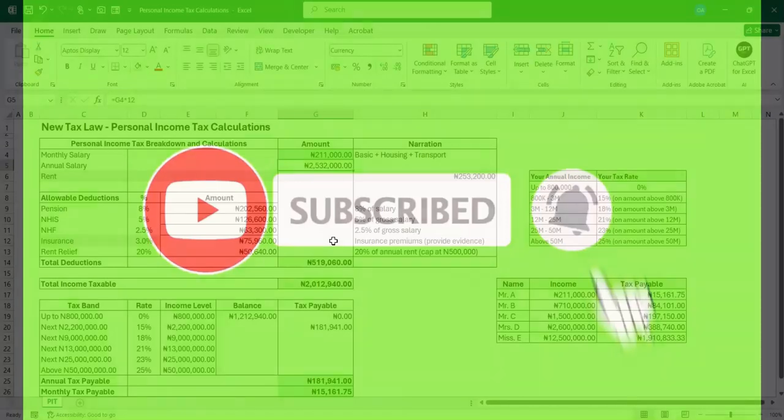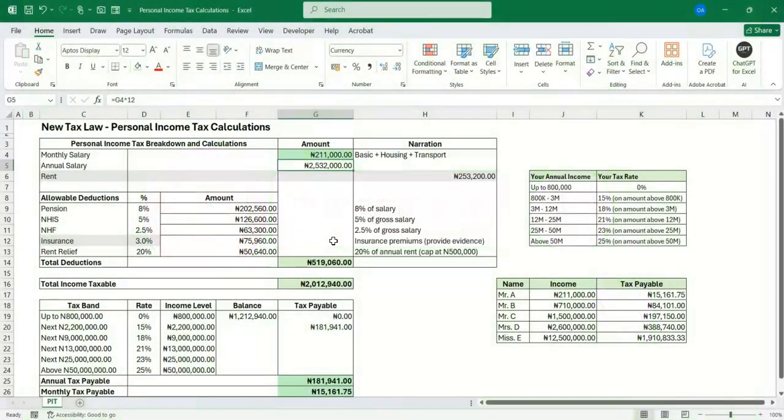Welcome. The new tax law takes effect from January 2026. In this lesson, I want to walk you through how you can calculate your personal income tax, the one we call PAYE, pay as you earn. It doesn't matter the category of worker you belong to, whether a low income earner, a middle income earner, or a very high income earner, people that earn above 50 million as defined by the new tax law.